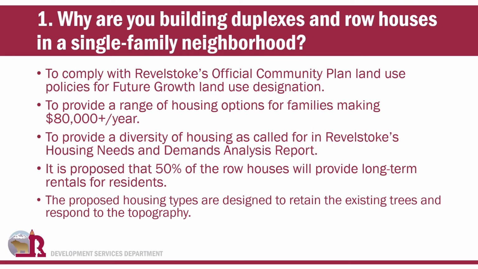The first question asks why the developer is proposing to build duplexes and row houses in what is currently a single-family neighborhood. As the city grows and changes, so will our neighborhoods. Revelstoke has been experiencing growth, and with that comes challenges to ensure there is enough housing to accommodate both new and long-time residents, shifting family needs and transitions, range of housing, cost, and tenure. The lands for this project are currently designated as urban growth, which means when that policy was adopted in 2009, it was expected that development would occur on the lands to accommodate growth.